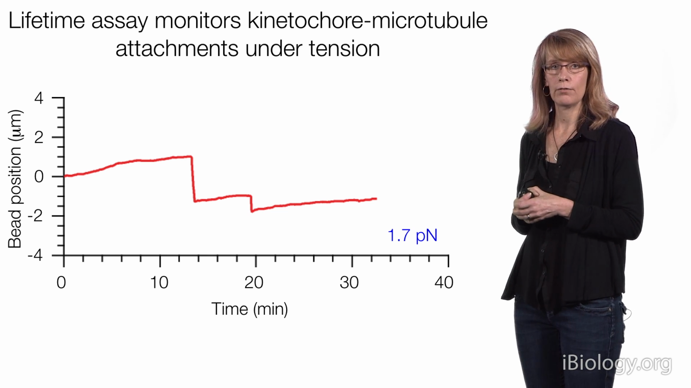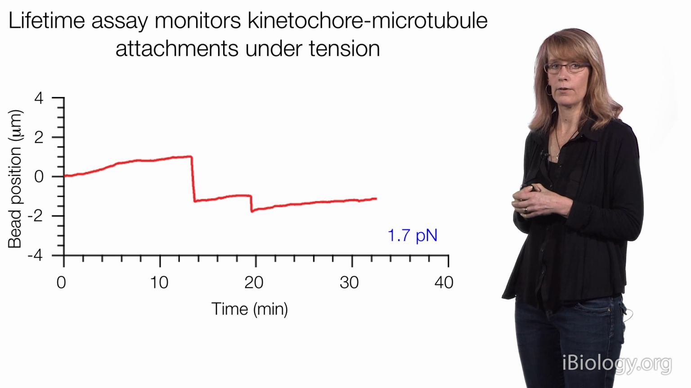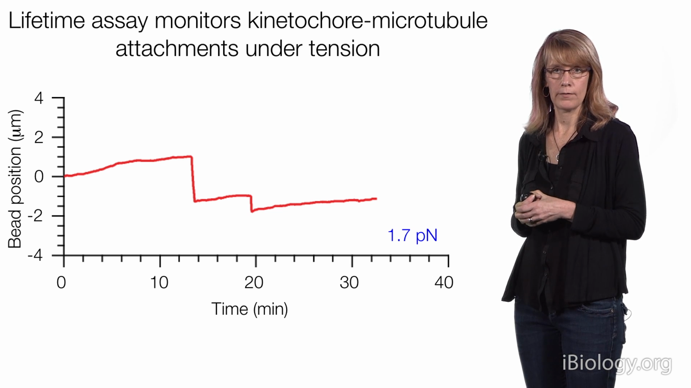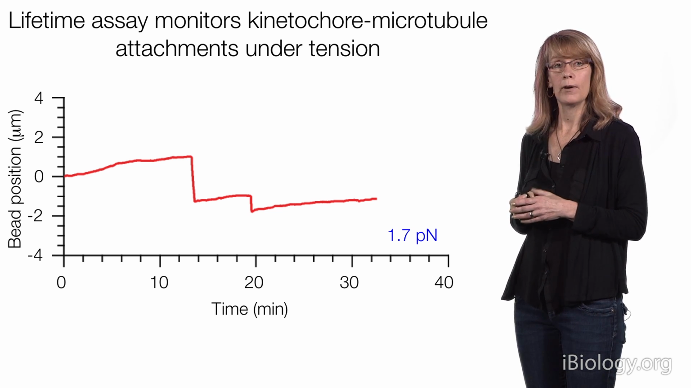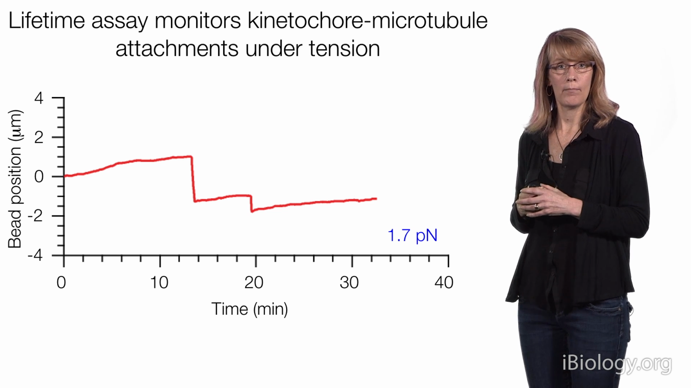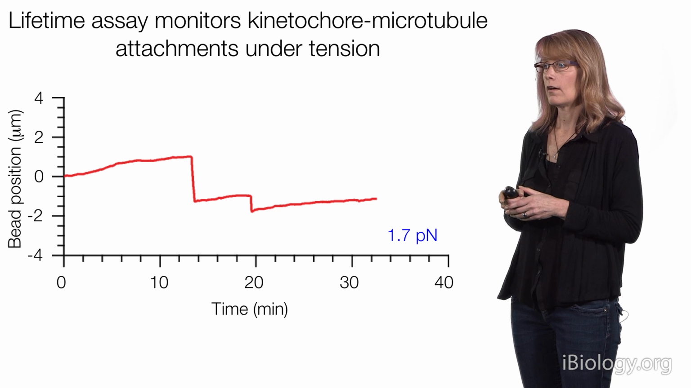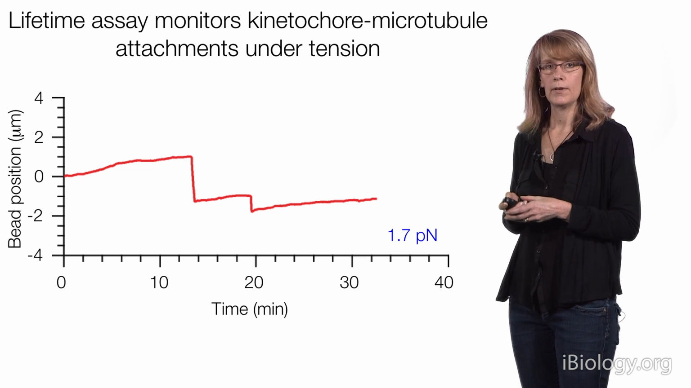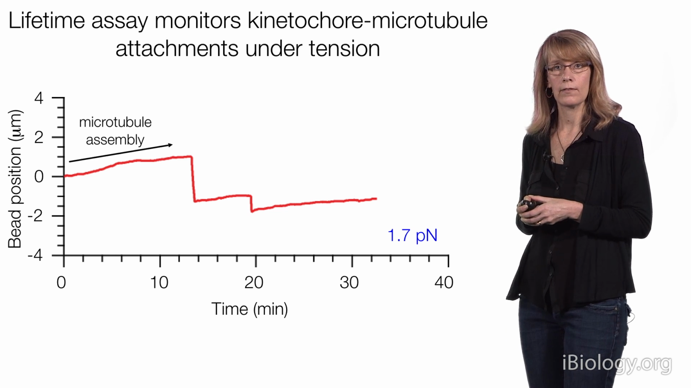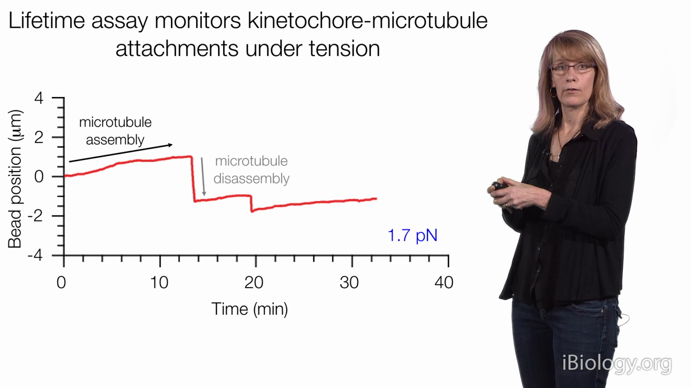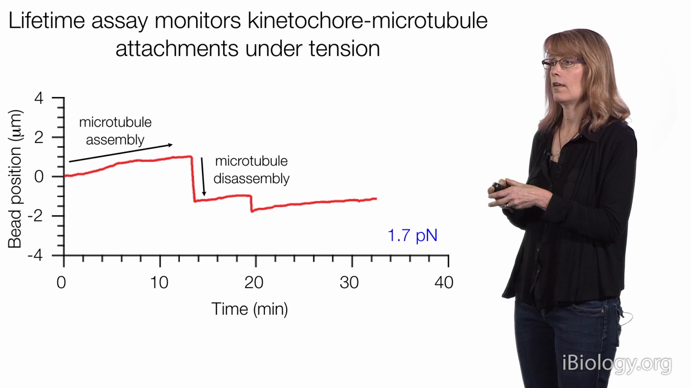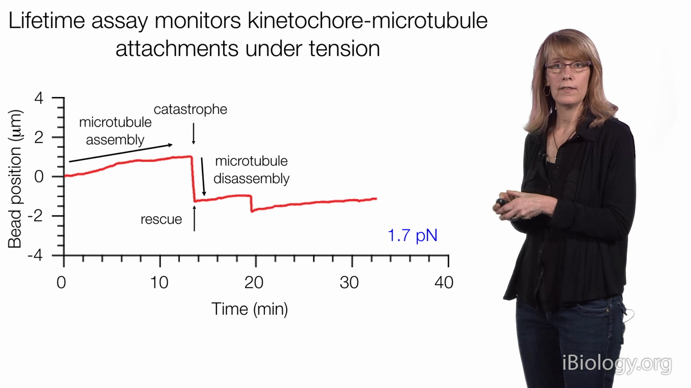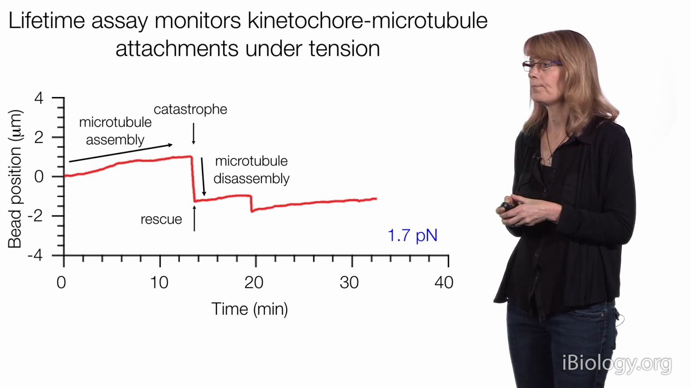So what you're seeing here is a trace of a single experiment where we attached a kinetochore to the tip of a microtubule. And in this experiment, we maintain the tension at 1.7 piconewtons. And in these experiments, we're filming them so we can see what's happening to the bead and the microtubule. And on the left, the relative bead position tells us what's happening to the microtubule. So if the bead is moving in one direction, we can see that the microtubule is assembling. And then you can see it suddenly switches to moving in a different direction. And that's the microtubule switching into a state of disassembly. And if it switches between these phases, it's either a rescue or a catastrophe event.